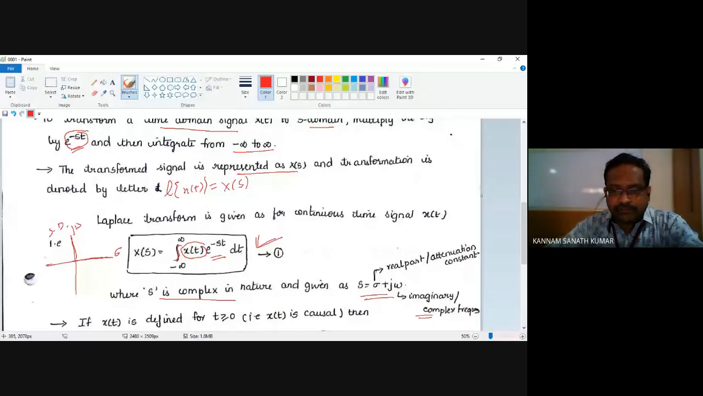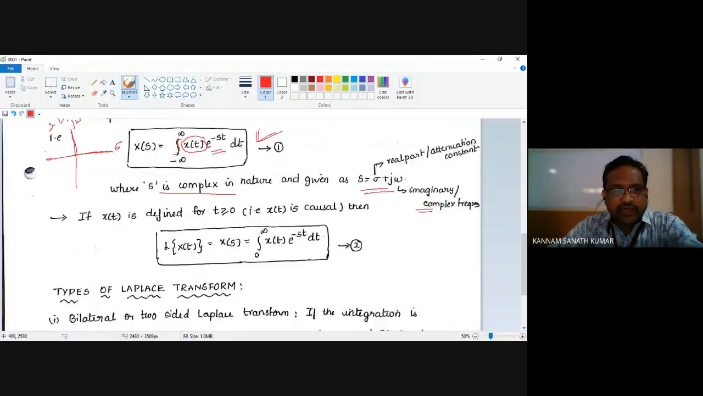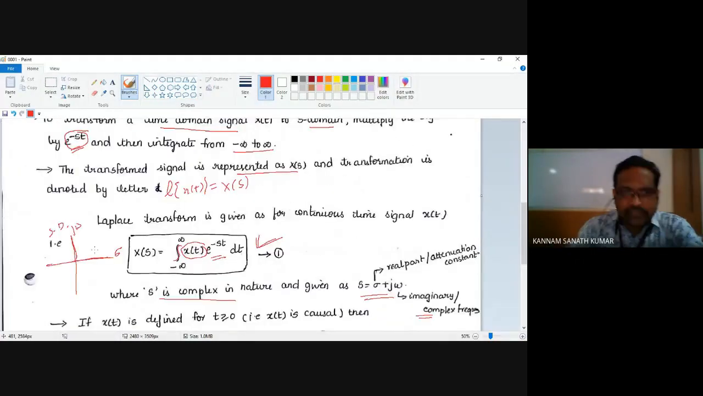Here, if you see, x(t) is defined for t from minus infinity to infinity. This type of transformation we call a two-sided or bilateral transformation, where the integration is between minus infinity and infinity.